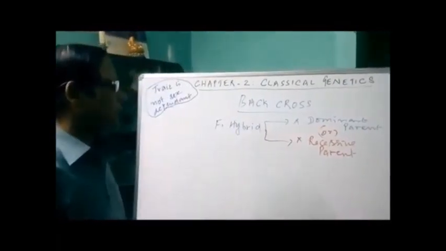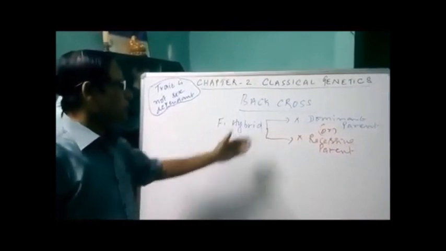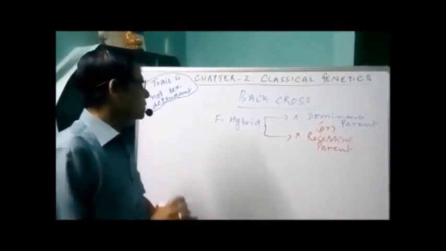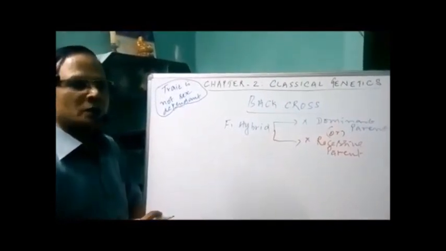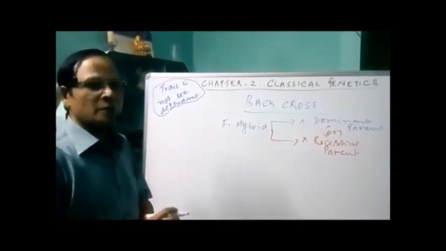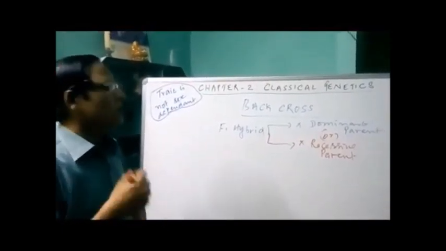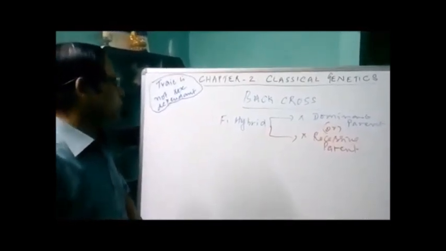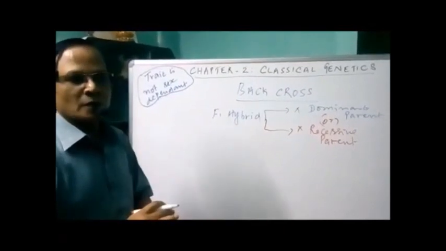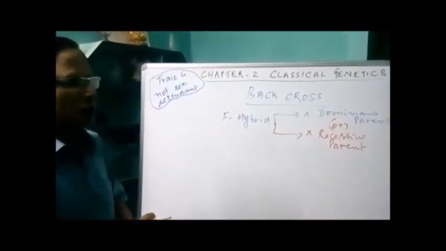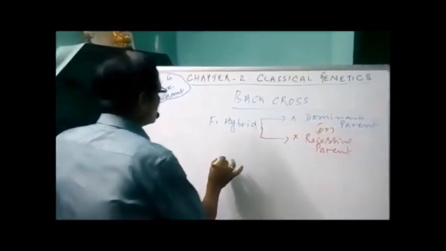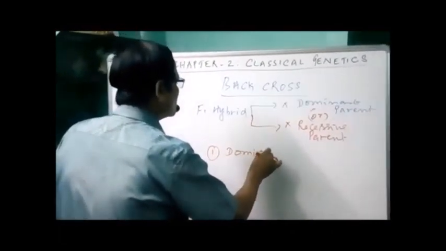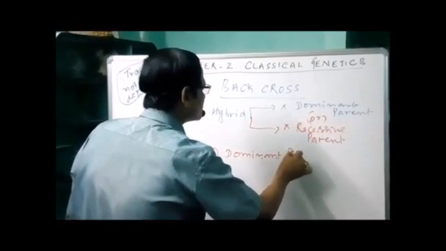Crossing of an F1 hybrid individual either with the dominant parent or with the recessive parent is actually called a backcross. So crossing of an F1 hybrid with either of the parents we can say shortly is called a backcross. Now what are the types of backcrosses? One backcross is called the dominant backcross.